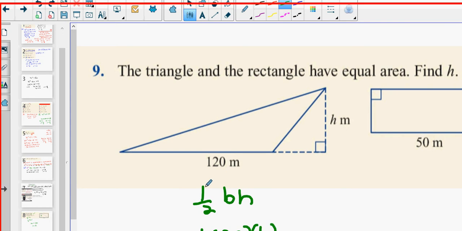Anybody? 60h. And it tells me that 60h equals 50 by 18, which is 900. 60h has to equal 900 because you're told the two areas are the same. So what do you get? 15? Okay. You can check your answer if you want. Right?